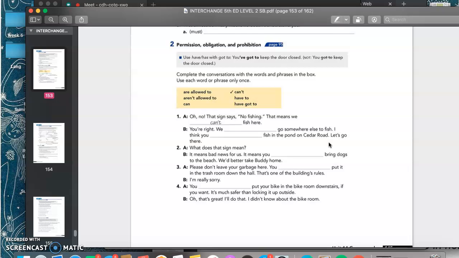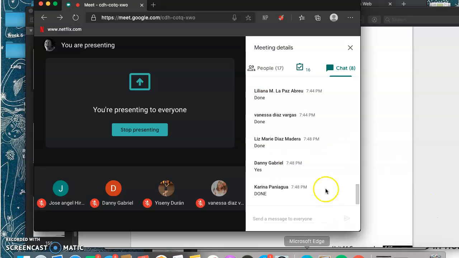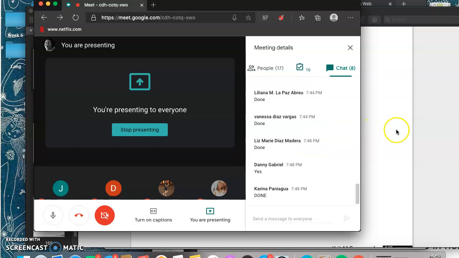Does anybody have a different answer? You say you have... I have a different one. Okay, Vanessa, what do you have? It means bad news for you. It means you aren't allowed to bring dogs to the beach. We have to take Buddy home. Exactly, very good. We say it means you aren't allowed to bring dogs to the beach. That's why they have to take Buddy, which is their dog, home because they are not allowed to bring dogs to the beach. So let's go with Liliana.